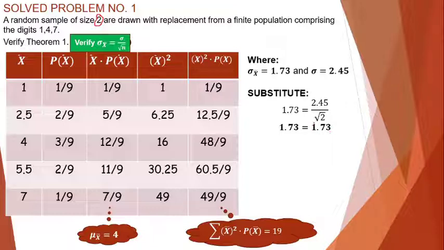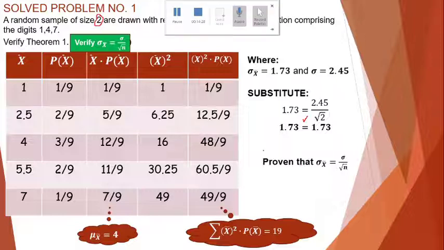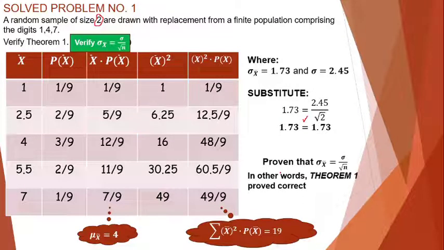So, tama lang. We already proved that the population standard deviation of the sample mean is equal to the population standard deviation all over the square root of the sample size. In other words, Theorem 1 is proved correct.